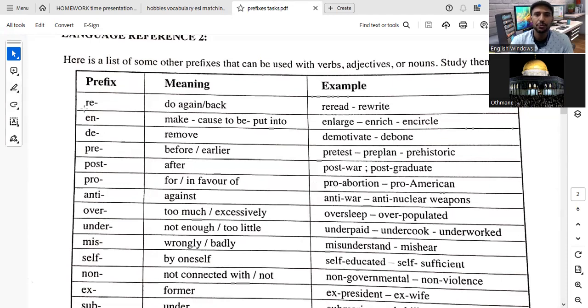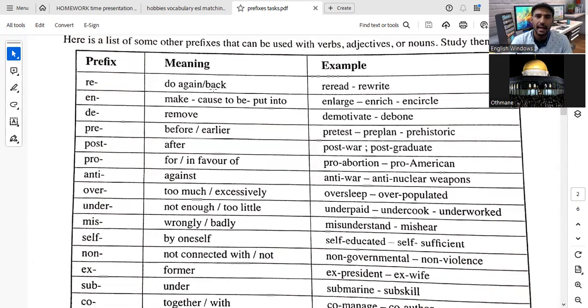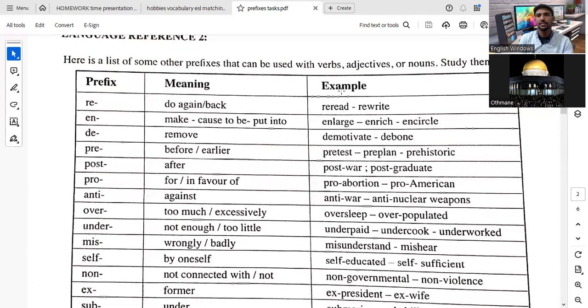So if we find a re at the beginning of a word, mostly verbs, that means to do something again or back, just like reread or rewrite this article again, because it's full of mistakes and so on. So redo something means do it again.